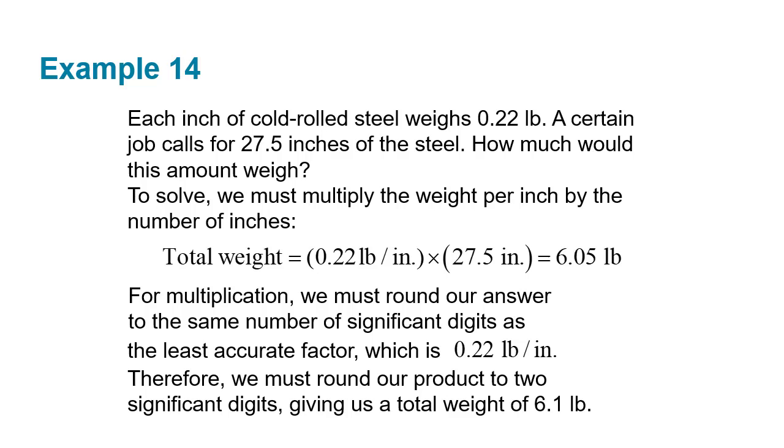Okay, our last example. Each inch of cold rolled steel weighs 0.22 pounds. A certain job calls for 27.5 inches of the steel. How much would this amount weigh? Well, we simply do some multiplication. We get 0.22 pounds per inch times inches. We see that the inches will cancel and we'll get our measurement in pounds. 0.22 times 27.5 gives us 6.05. 0.22 had the smallest level of accuracy. It only had 2 significant digits. So we have to round to 2 significant digits. So our answer would be 6.1 pounds.